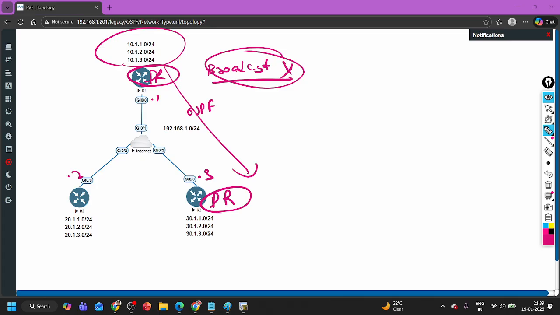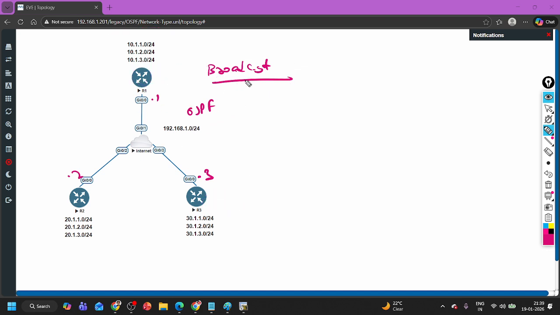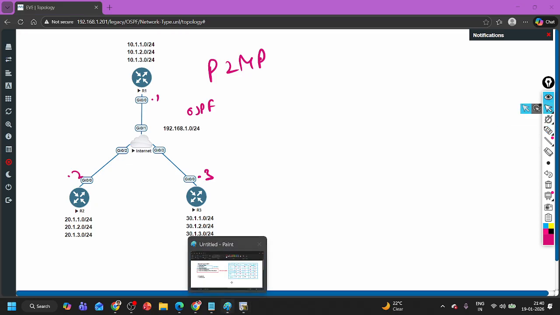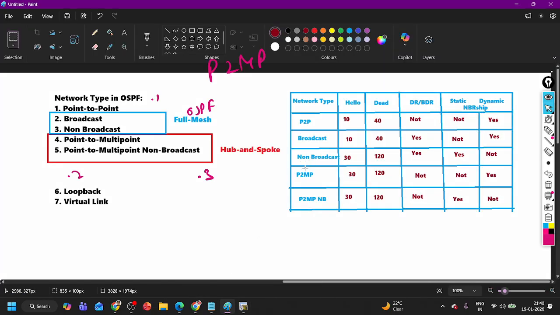Here in this topology, you can try to configure OSPF network type broadcast, and then you can encounter all the issues, right? The exact solution is, you will see OSPF is working well when my network type is not broadcast, when my network type is point to multi-point or point to multi-point non-broadcast in hub and spoke topology. In point to multi-point or point to multi-point non-broadcast, here you can see, does DR and BDR election happen?